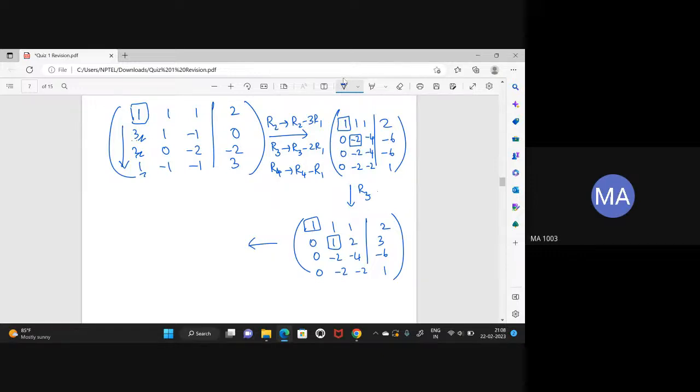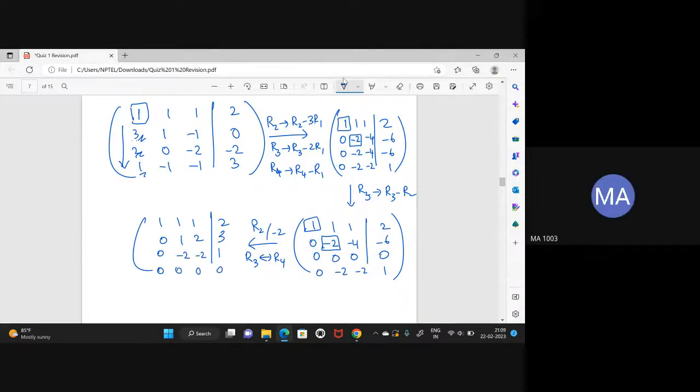So in that case, you'll be making R3 as R3 minus R2. So it's going to be 0, 0, 0, minus 2, minus 4, minus 6. Now you can make this pivot 1, R2 divided by minus 2. 0, 1, 2, 3. And shall we also swap R2, R3 and R4 by putting all the zeros below? Yes, ma'am. Minus 2, minus 2, 1, 0, 0, 0, 0.